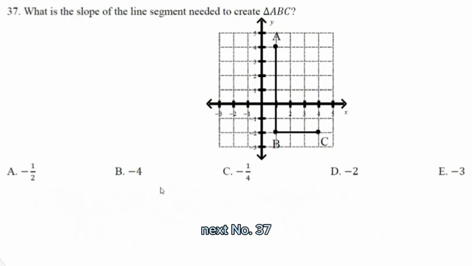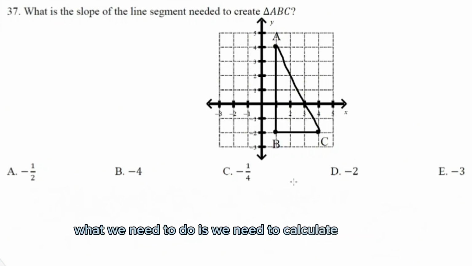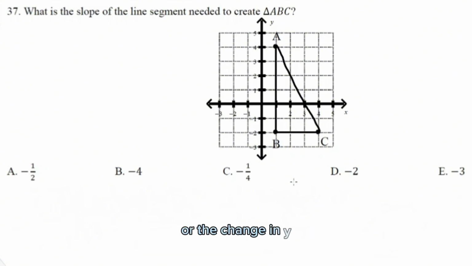Next, number 37. What is the slope of the line segment needed to create triangle ABC? Alright, so we just first need to connect the entire triangle ABC like this. Now that we have a line like that, we need to calculate the slope. We can do that by finding the rise over run, or the change in y over the change in x. So let's do that. So we're starting off with point A, and we're going to the next whole point, which is right here, at 2, 2. Alright, now we need to see, what was the difference between the y points?